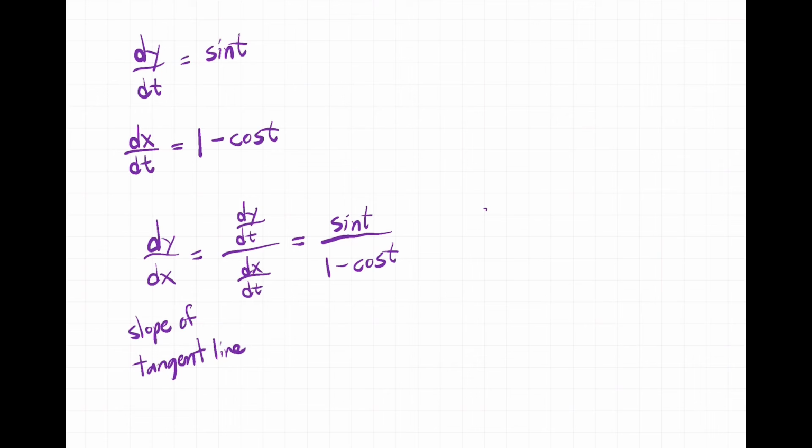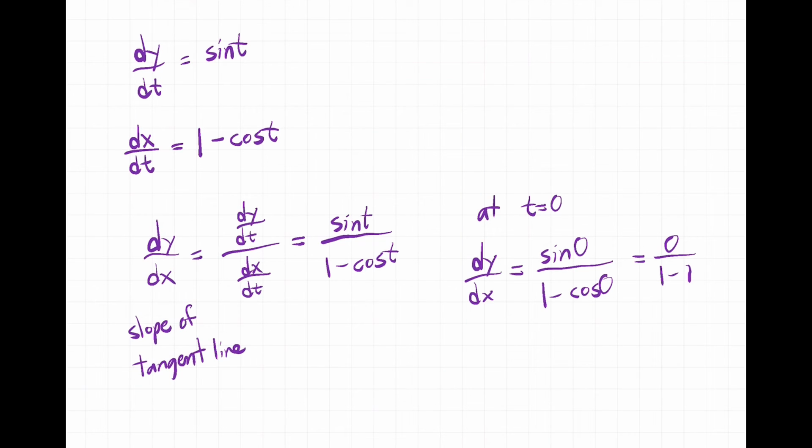Now, at t equals 0, what do we get? Well, dy/dx, the slope of the tangent line, that should be sine of 0 over 1 minus cosine of 0. But the sine of 0 is 0. Now that's fine. But 1 minus cosine 0, cosine 0 is 1. 1 minus 1 is 0. So we have 0 over 0. That's not good. Don't assume that that's 1 or anything like that. We don't know what 0 over 0 is. 0 over 0 is undefined.